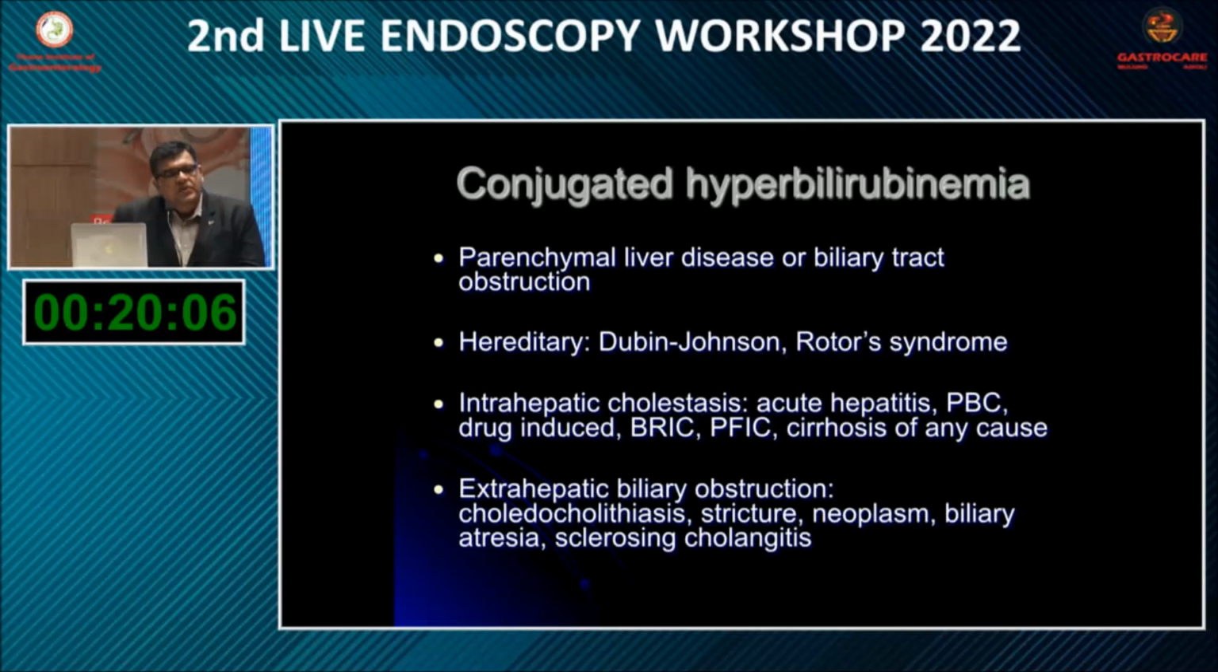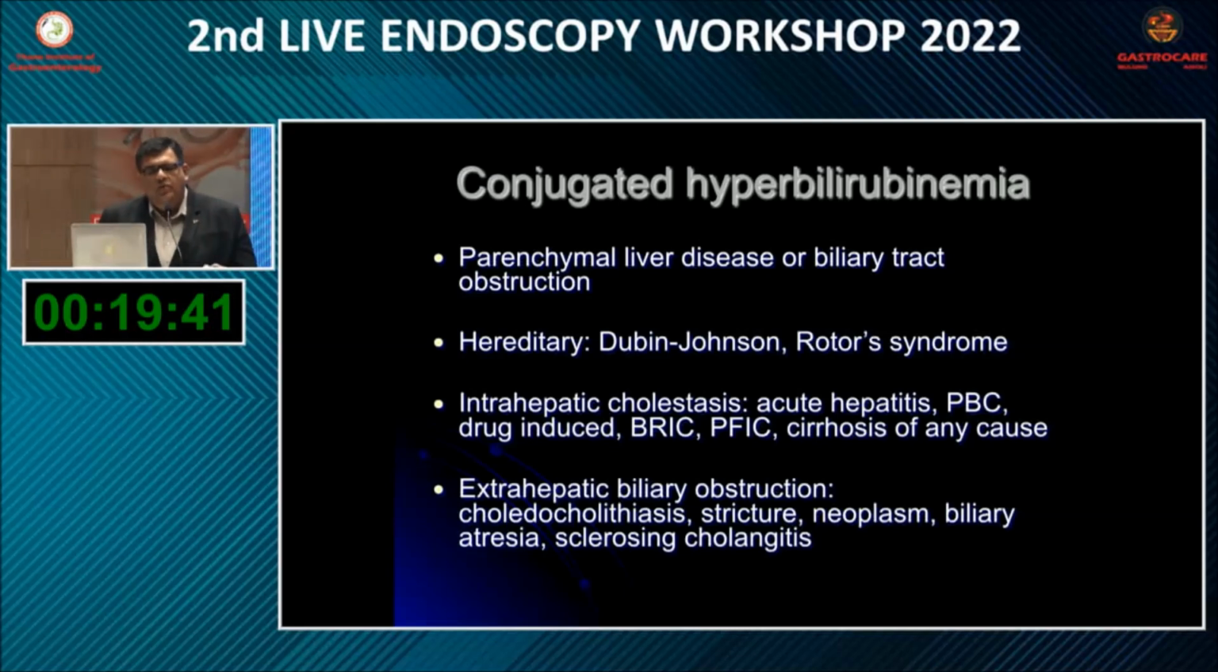When you have these patients, you must always first rule out an extrahepatic biliary obstruction. It could be because of stones, it could be because of malignancies, and the best test as the first line to differentiate whether you are dealing with jaundice because of obstruction in the bile duct or because of intrahepatic cholestasis is a simple test of ultrasound.